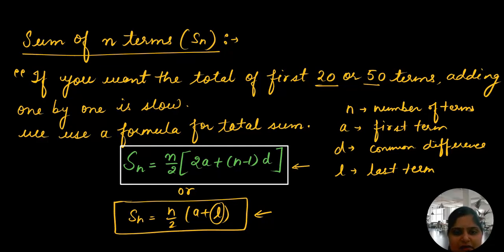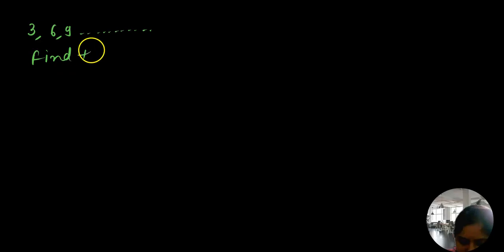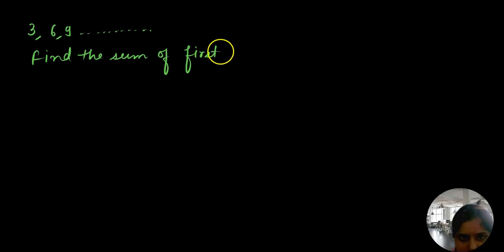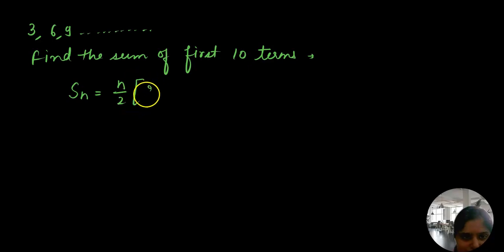Let's take an example based on this formula. If you want the total of any sequence, suppose I'm writing 3, 6, 9 as your AP, and the question is: find the sum of the first 10 terms. So what is the formula to find the sum? Sn is equal to n by 2 times 2a plus n minus 1 into d.